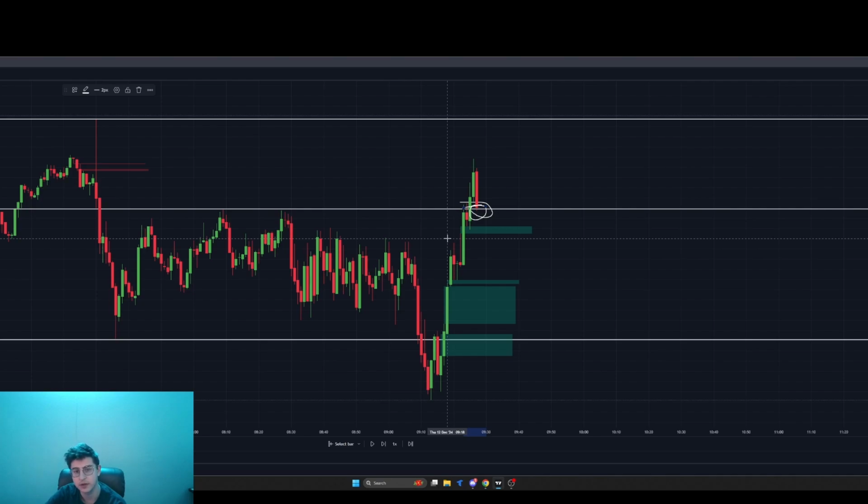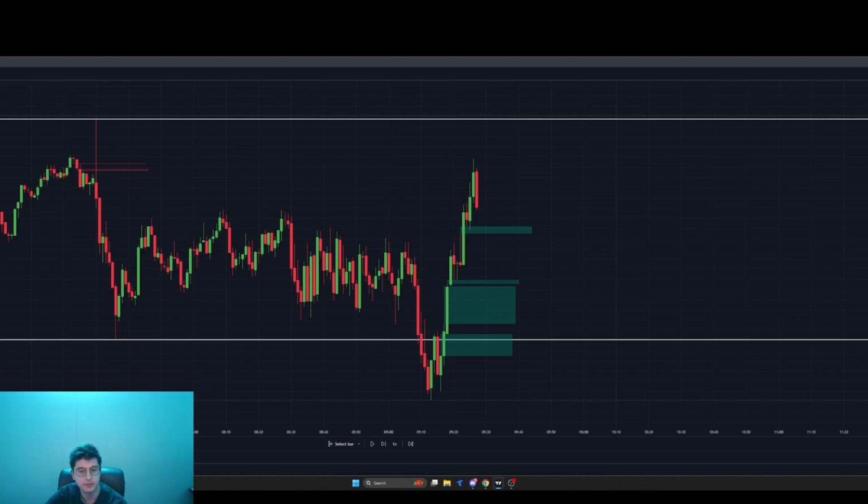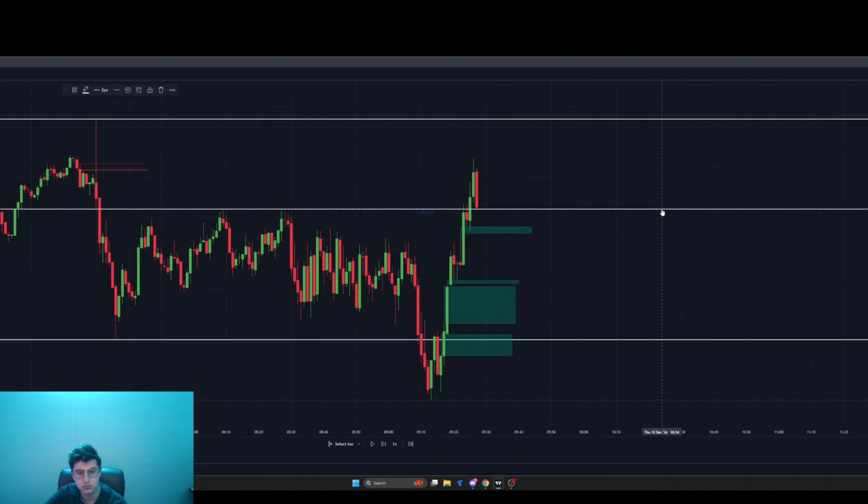Could keep going down. Okay. Yes, but for a little time, I think. Okay. There's two ways you can play this trade. Because all we trade is probabilities.